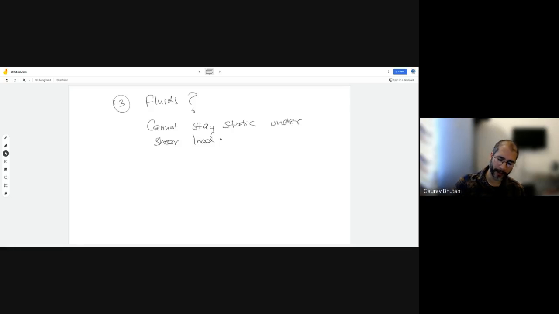If you have a solid like a rubber cube and you apply a shear force, then the rubber cube will deform, and then it will stay like that. As long as you're applying that shear force, the solid will be deformed. When you remove it, if the solid is elastic, it will come back. But if you apply it again, it will still hold. But if you have a fluid and you apply a shear force, the fluid will start to flow. So it cannot stay static. It will end up flowing.